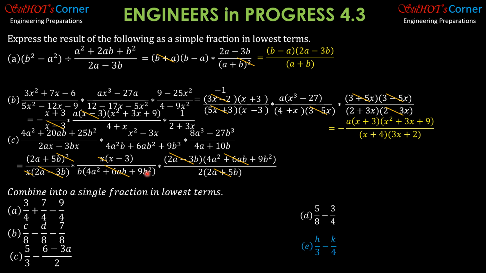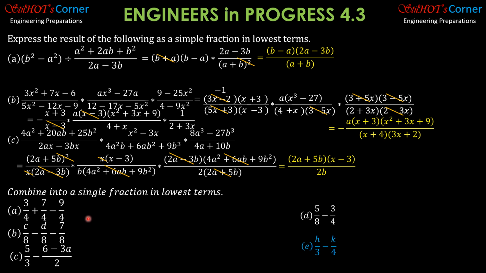Then no more. So the final answer is we have 2a plus 5b in the numerator and x minus 3. Then in the denominator, just 2b. So the final answer is (2a plus 5b)(x minus 3) over 2b. So that's it for this part C here.